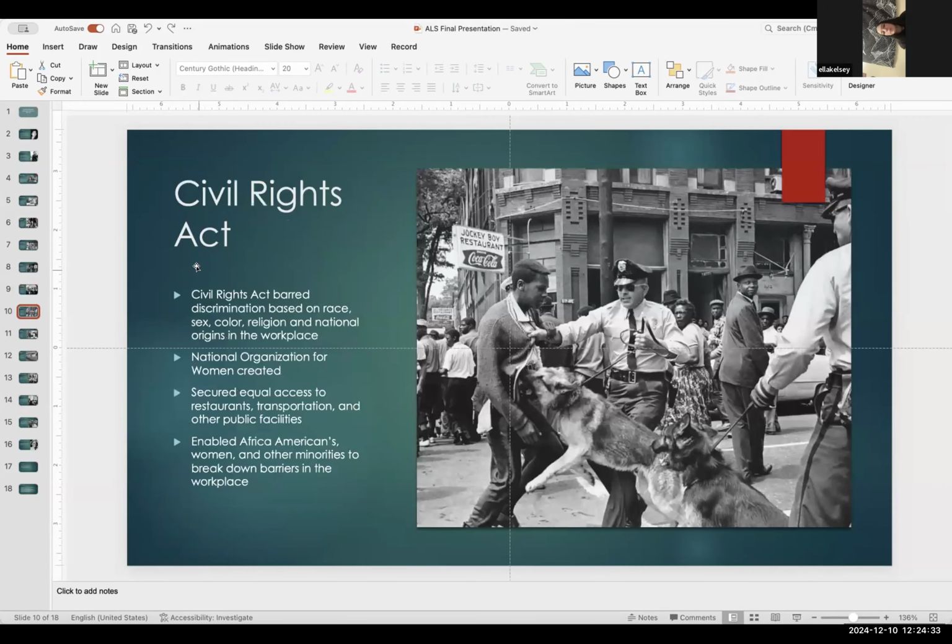And then back to the Civil Rights Act. The Civil Rights Act barred discrimination on race, sex, color, religion, and national origin in the workplace. The National Organization for Women was created while this act was in place. It secured equal access to restaurants, transportation, and other public facilities, and it enabled African Americans, women, and other minorities to break down barriers within the workplace.